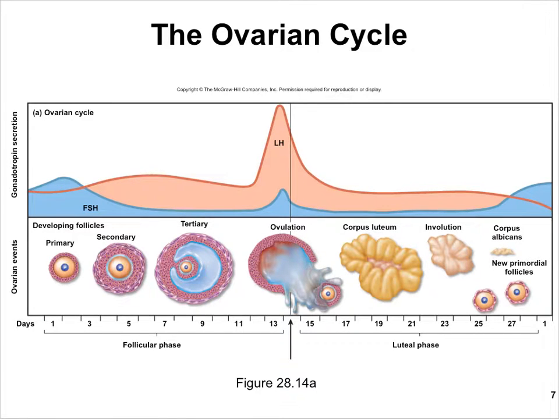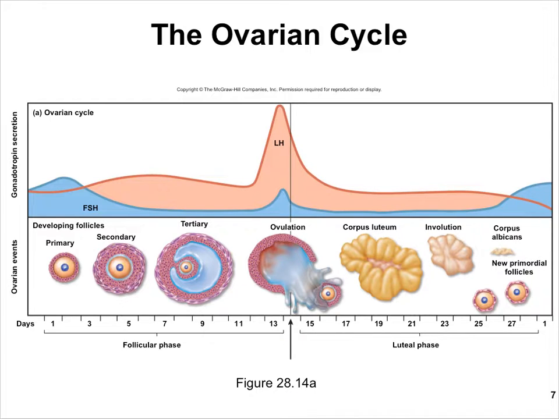It also does a few other things as well. It is going to stimulate primary oocytes to undergo meiosis 1 and to eject their first polar body. So it's going to actually be regulating several different stages of this cycle. But the LH surge is most well known for controlling the timing of ovulation.